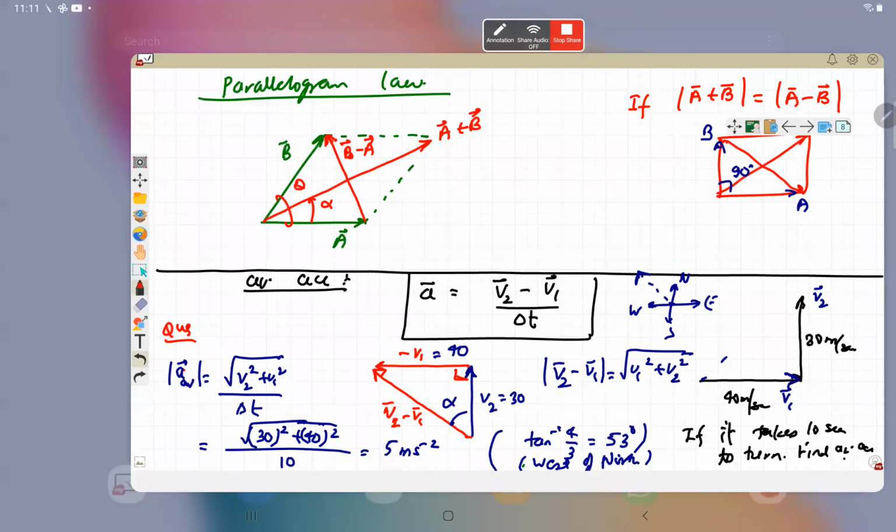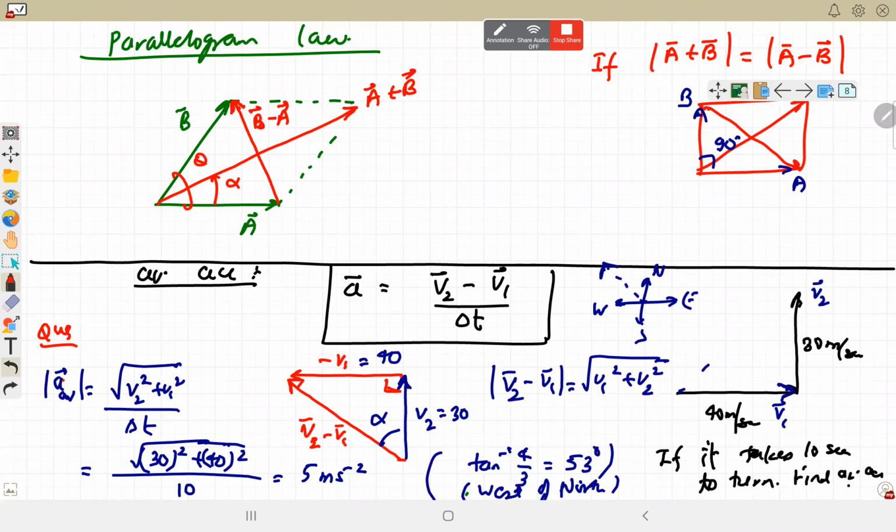Before that, we will just finish a few more concepts in motion in a plane, especially relative motion. Relative motion requires the standard cases of a boat crossing the river, and the rain and umbrella problems.